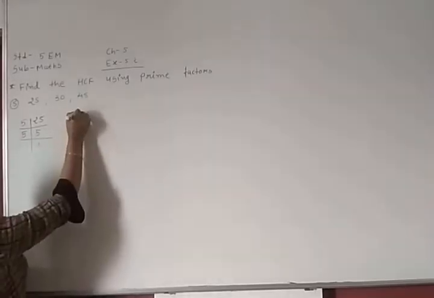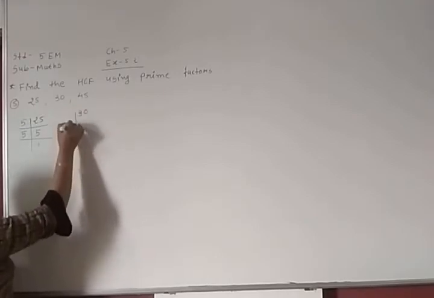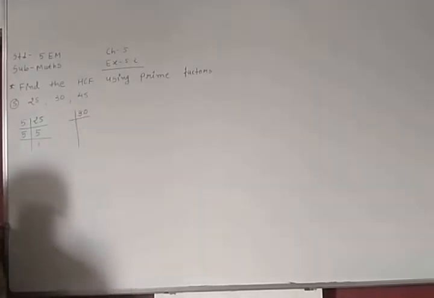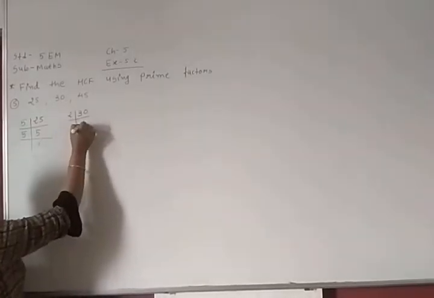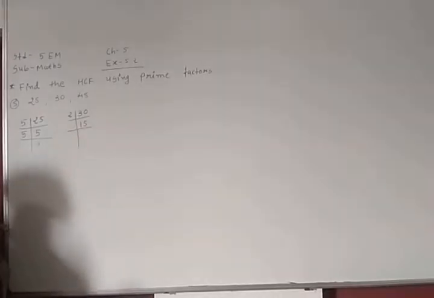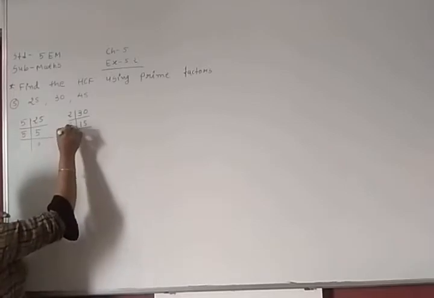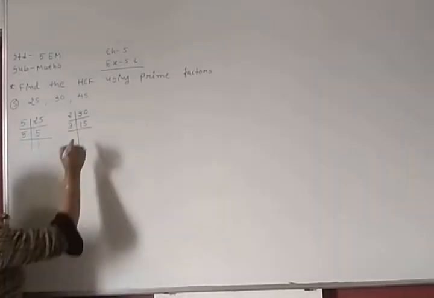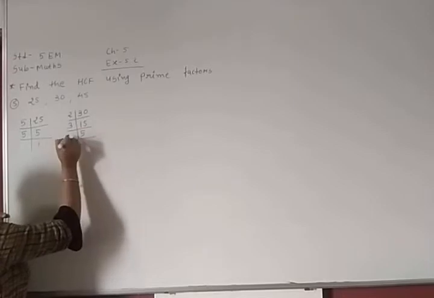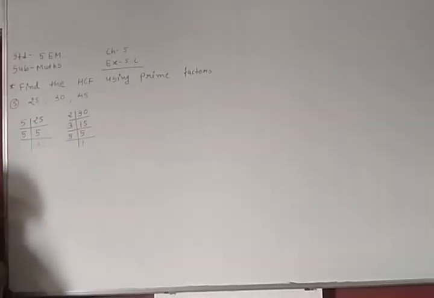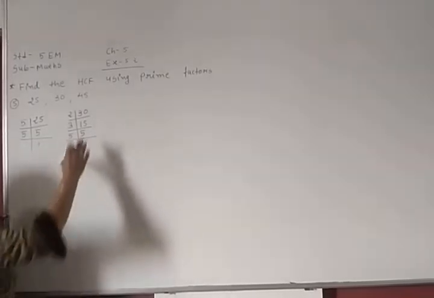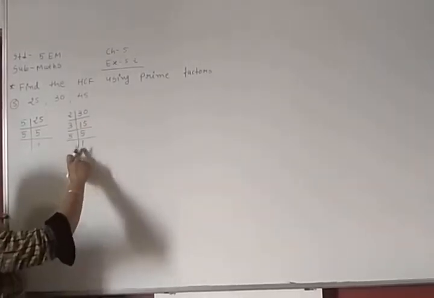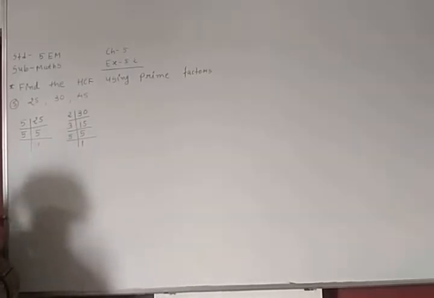Now we will find the factors of 30. It is an even number, so it is divisible by 2, hence we will use 2 only. That gives 15. Then 15 is odd, so we will go for 3. 3 5s are 15 and 5 1s are 5. Here lastly 1 came, so the factorization is over.